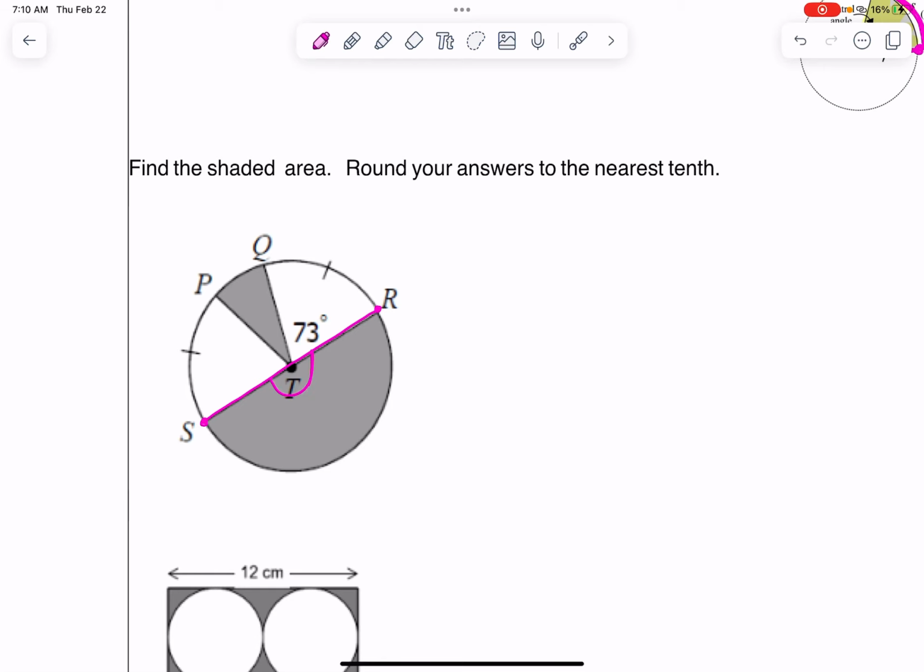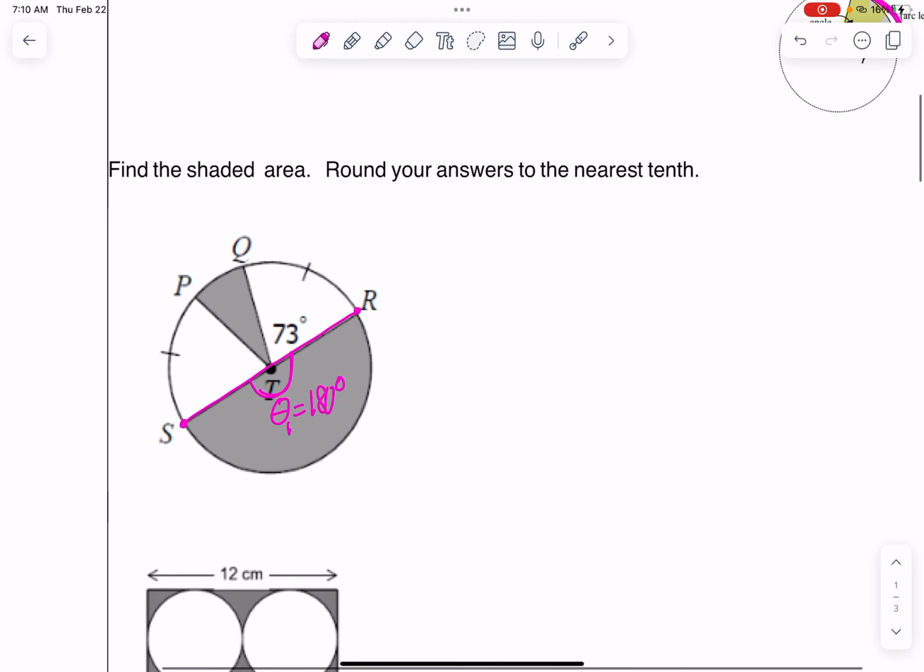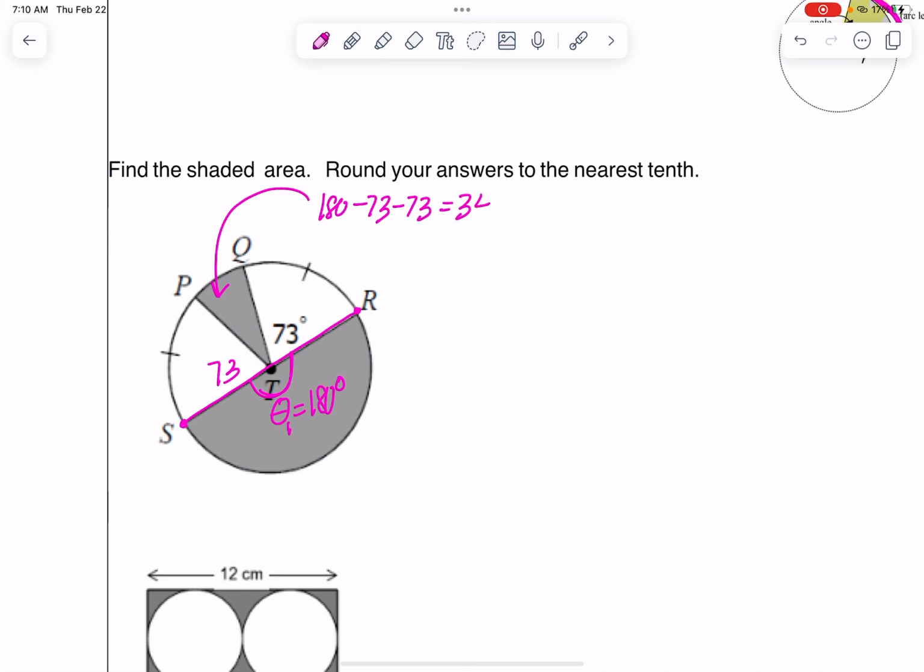So this theta 1 is 180. And then if that's 180, then this piece is 180. And then if this is equal, then these are equal. So that means this is 73. So this piece is 180 minus 73 minus 73, which is 34 degrees. So that's theta 2.